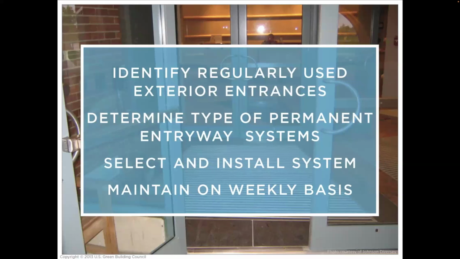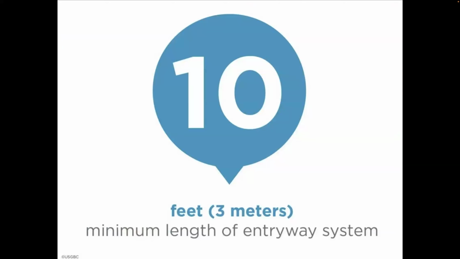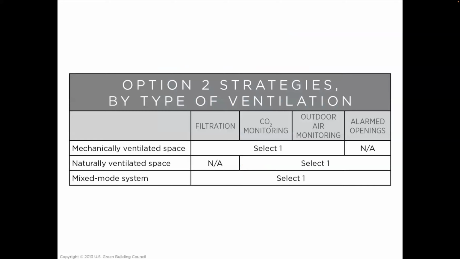Here we go. All right, so for the mats, you identify what entrances are mostly used. And identify the permanent entryway systems you want to do. It's mats or some sort of grate. You select and install them, and then you maintain them on a weekly basis. And they have to be a minimum of 10 feet in length. So you probably walked into a building and saw these entry mats or grates as you walk in. The whole point is so that whatever's on your shoes gets absorbed by these mats. And that's why you have to maintain them, because you want to get rid of all those allergens on the spot.